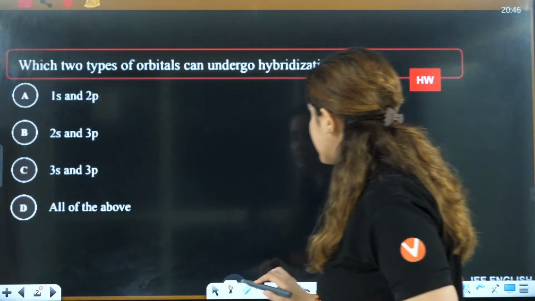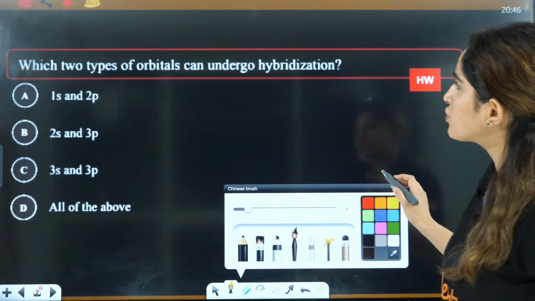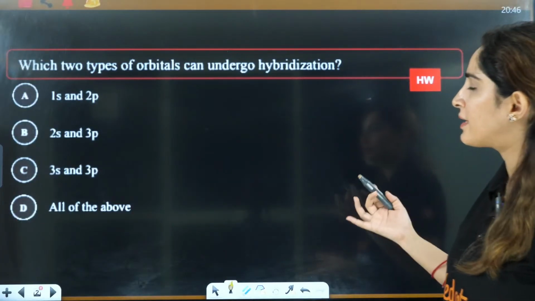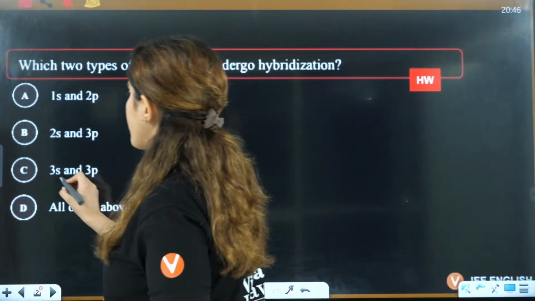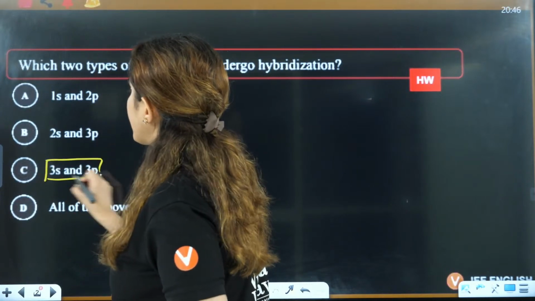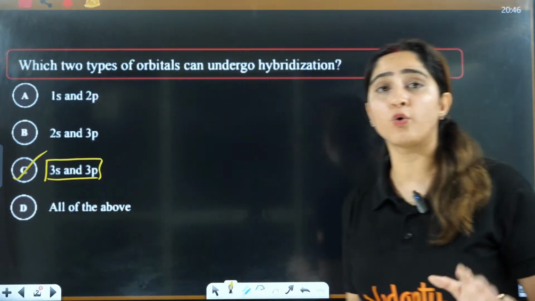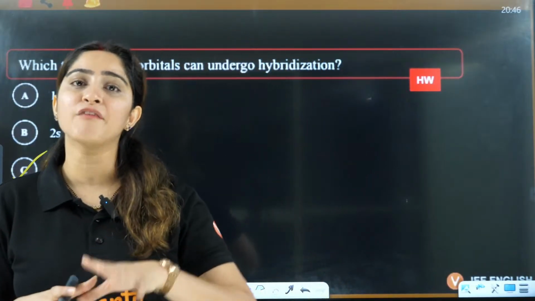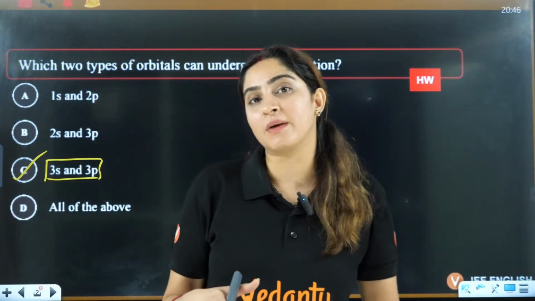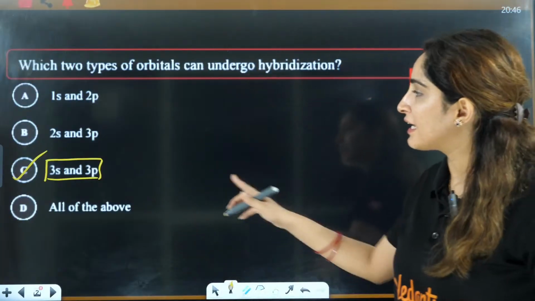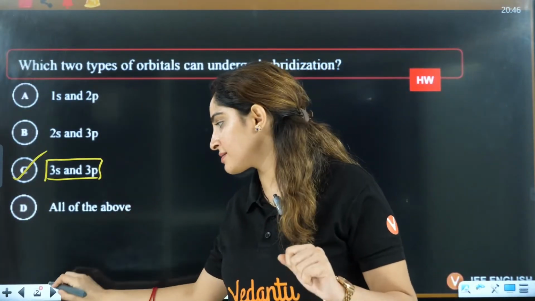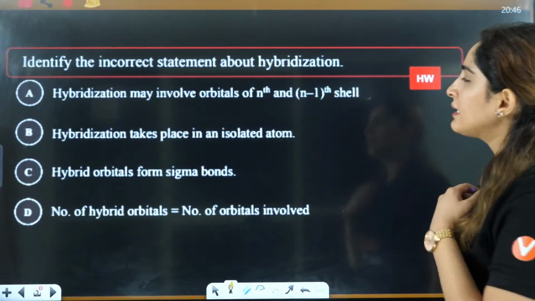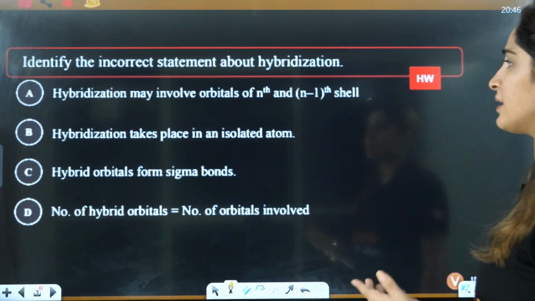Before that, let us see this question: two types of orbitals undergoing hybridization. Which two types of orbitals, 3s and 3p, can undergo hybridization? I told you that for hybridization they should have same or nearly same energy. That is possible here in 3s and 3p. So answer is C.